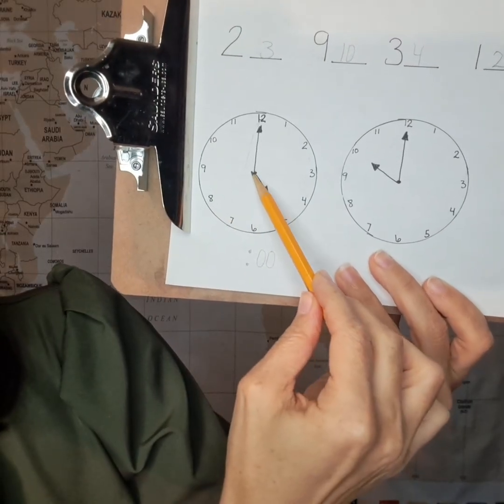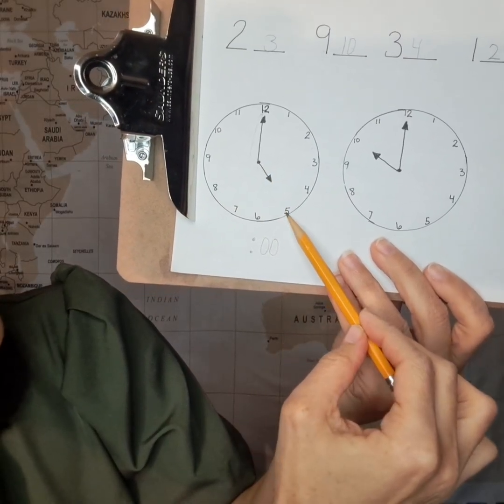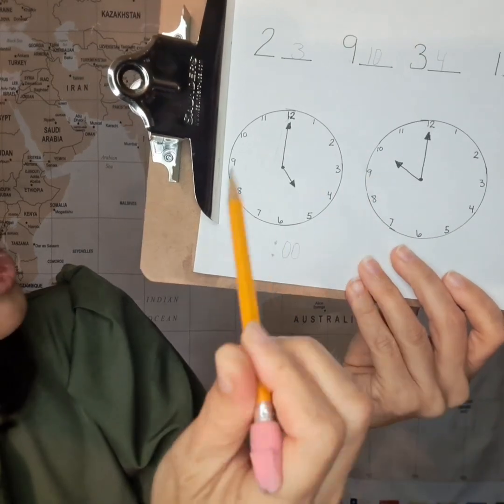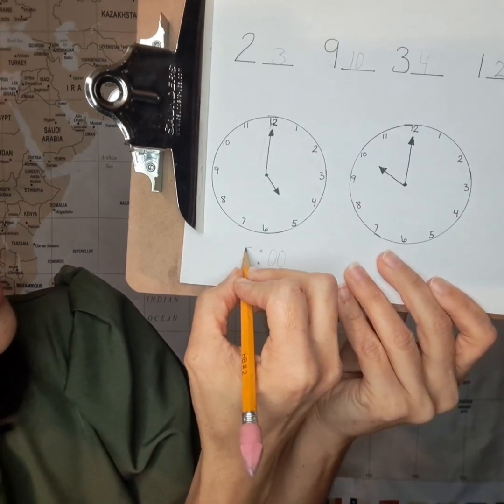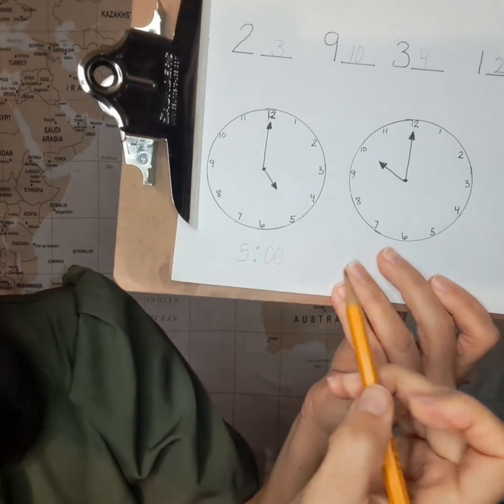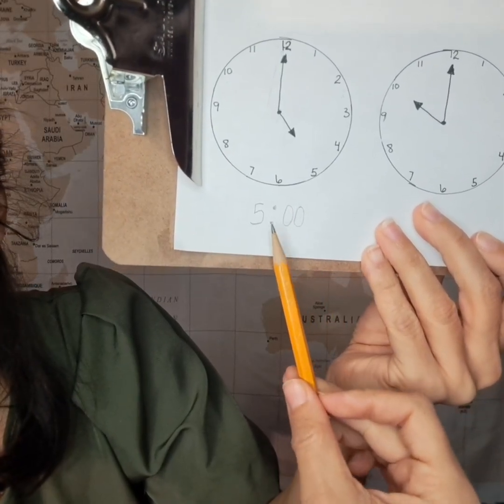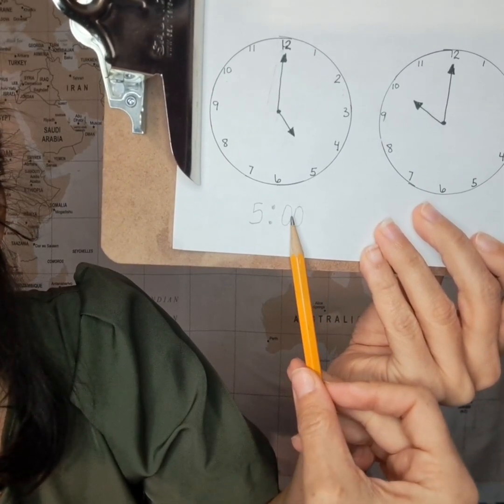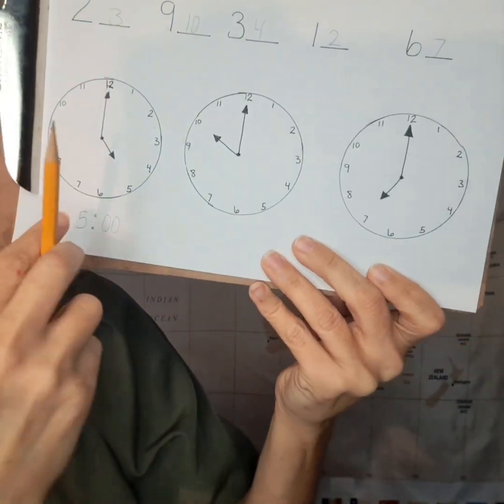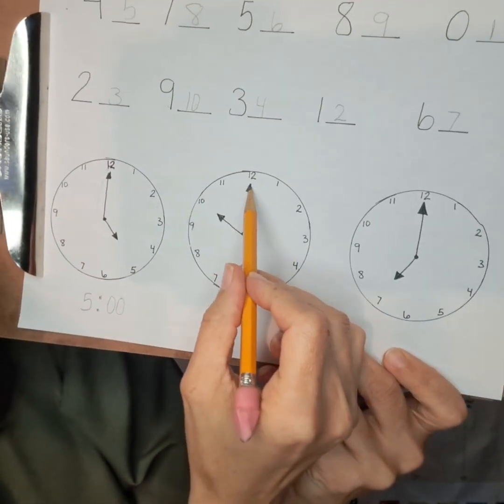Now, what is the hour pointing at? It's pointing at the 5. So it is 5 o'clock. Remember to always have the colon between the hours and the minutes. Now let's go to the next one. We got 2 more, then we're about done.